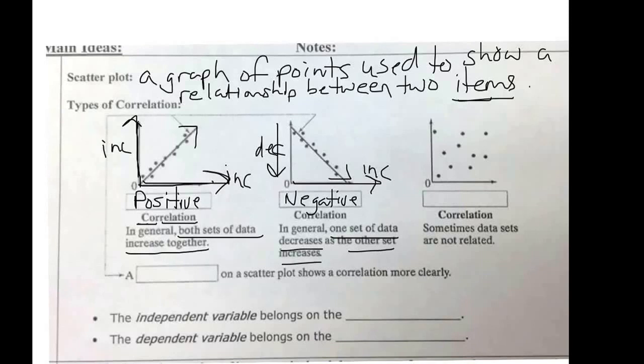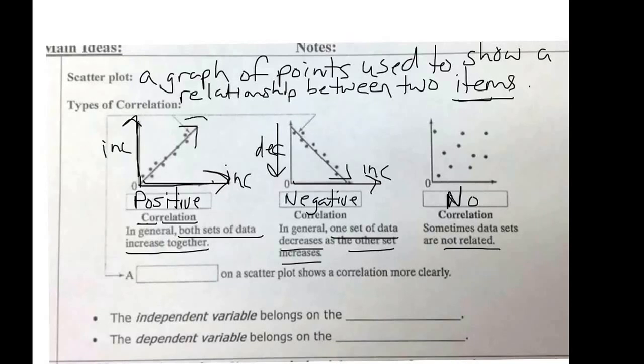When the dots don't fall in a clearly defined pattern, when they're just randomly placed all over it, we say that these sets of data have no correlation, or they're unrelated to each other, and that's the definition we use. They're just not related, they're scattered dots.